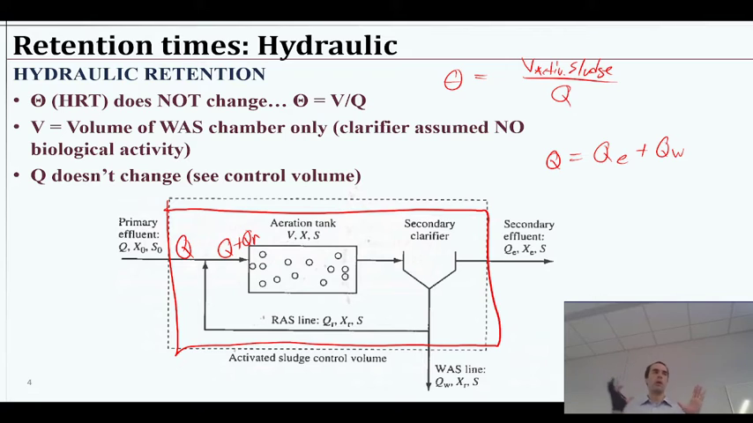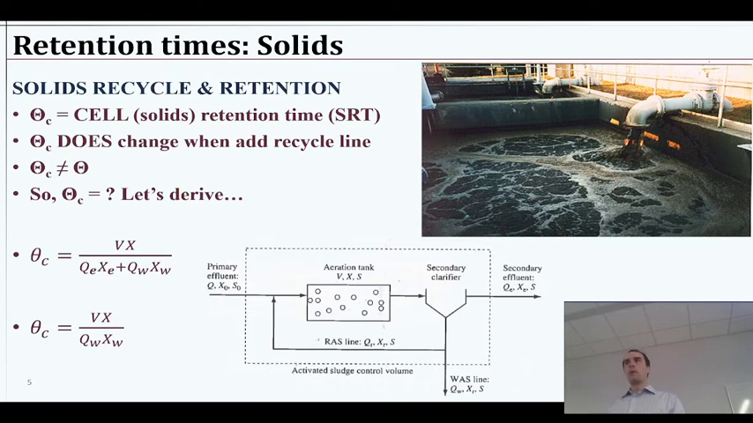And that's going to be flowing through this particular volume that has a reaction happening. So it's going to maintain the typical V over Q, just like we would normally think of it. Very straightforward, very simple, assuming we have no biological activity there. Okay, so what about the solids?